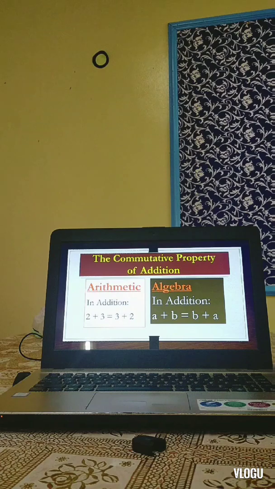For example, in arithmetic, in additions, 2 plus 3 and 3 plus 2, that is changing the order, but it does not change the sum, 5. 2 plus 3 is equal to 5 and 3 plus 2 is equal to 5. And in algebra, in additions, a plus b is equal to b plus a. Changing the order, and of course, it's the same sum. It does not change the sum.